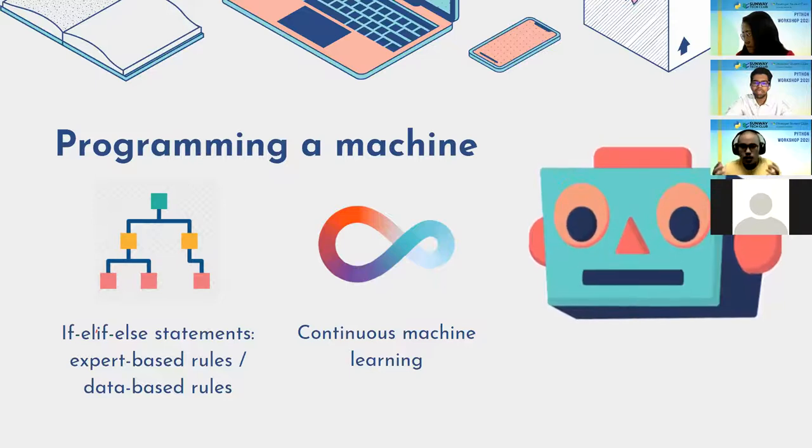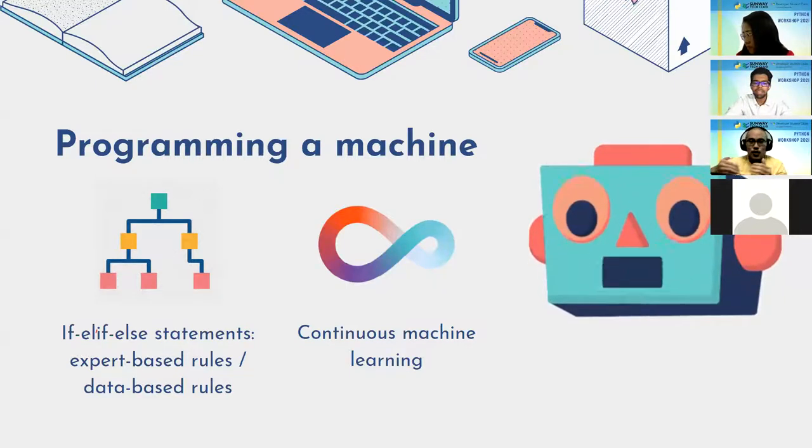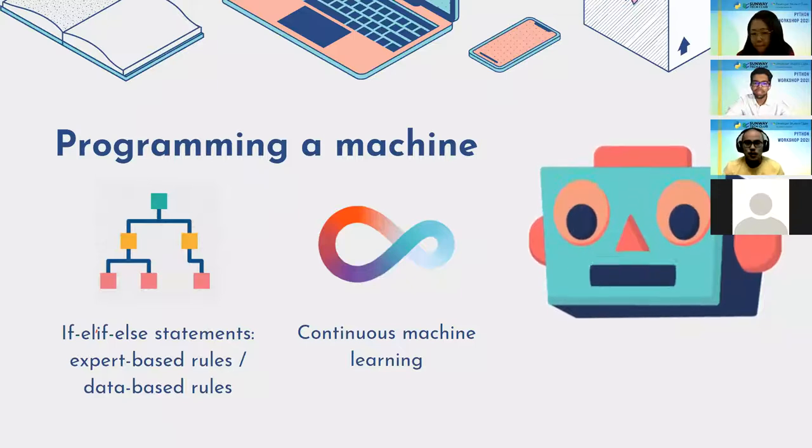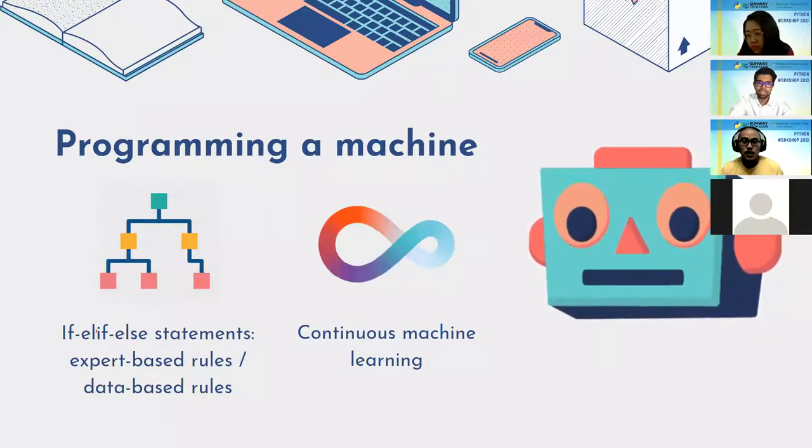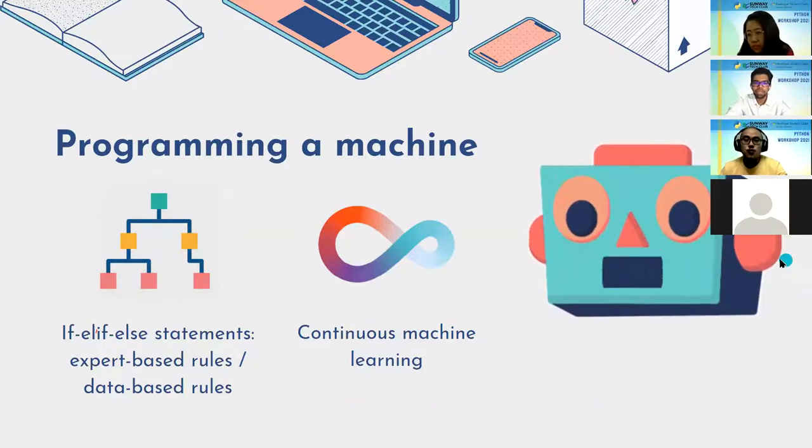You program a machine so that when you send an input, you get the machine to give you an output. That's basically what programming is. And you do it on a continuous basis if it's in machine learning, and your program gets smarter and smarter and adapts to newer problems.